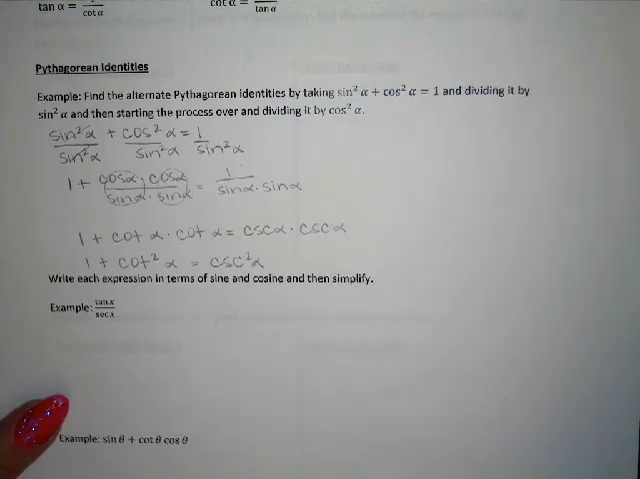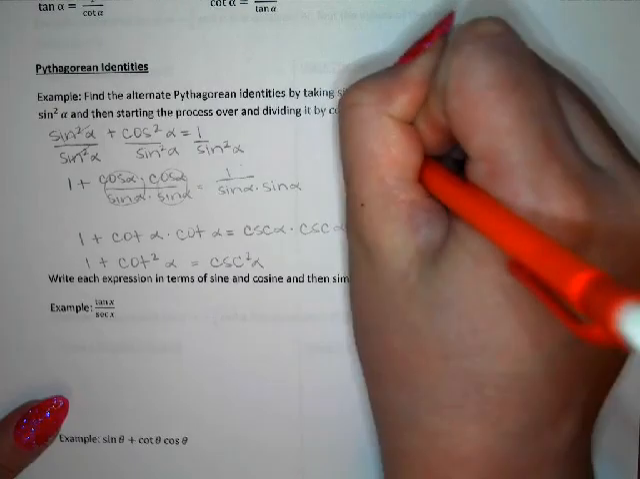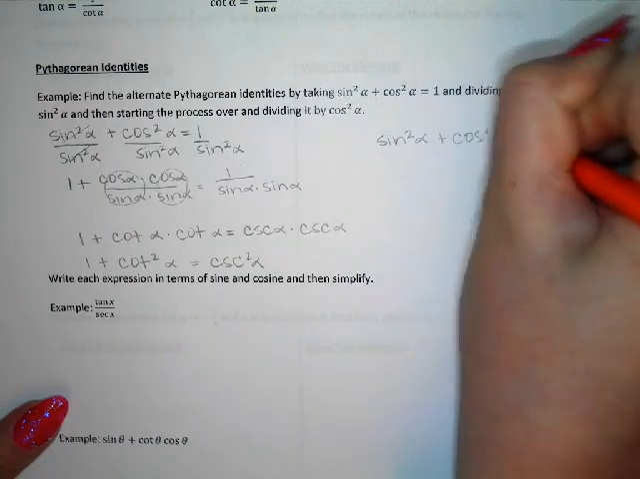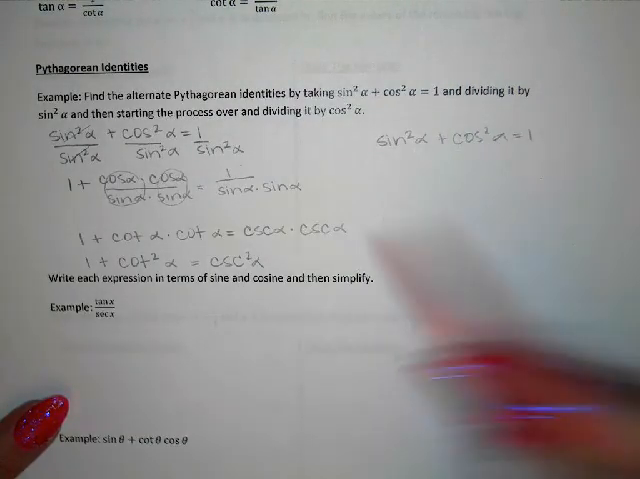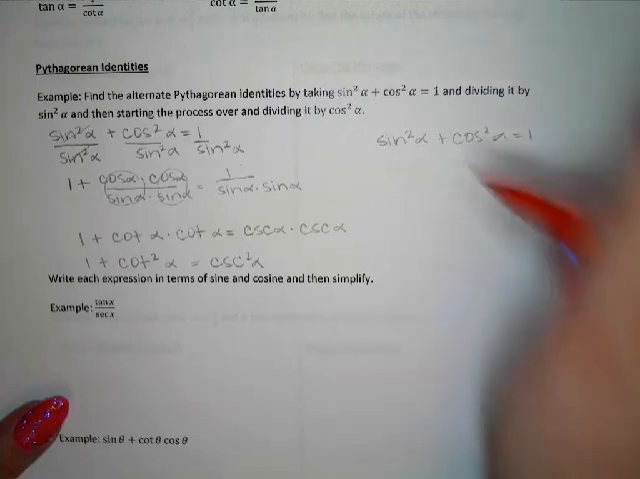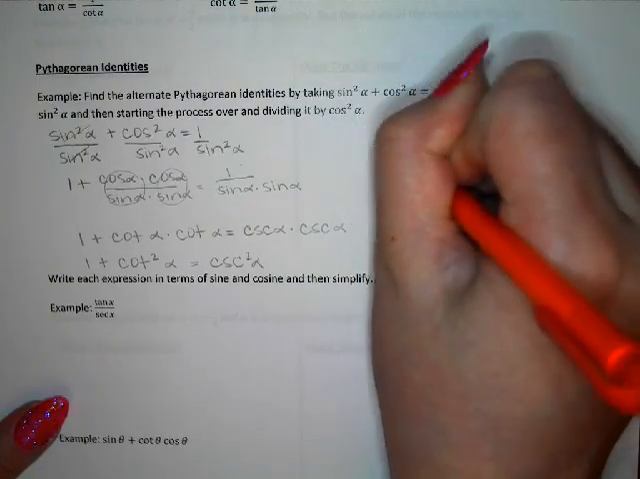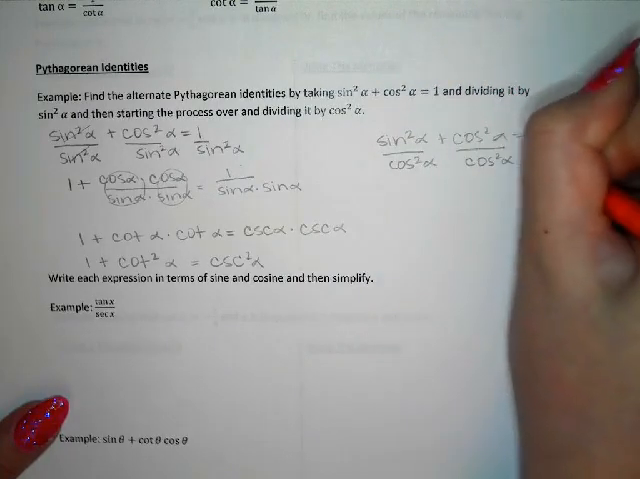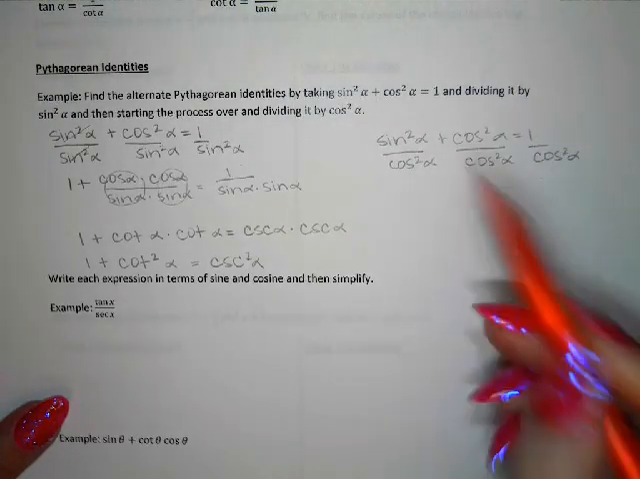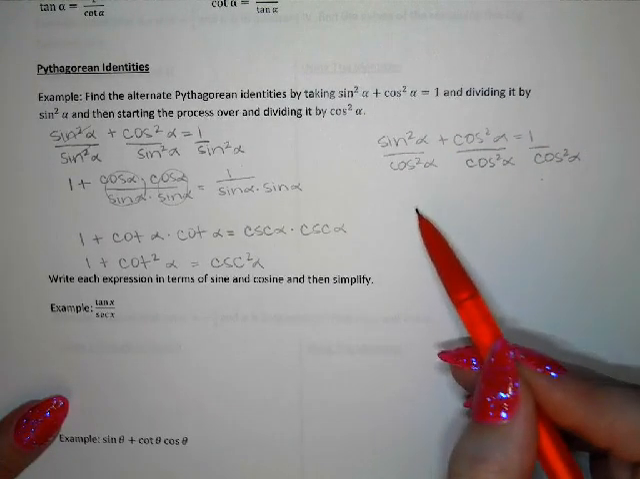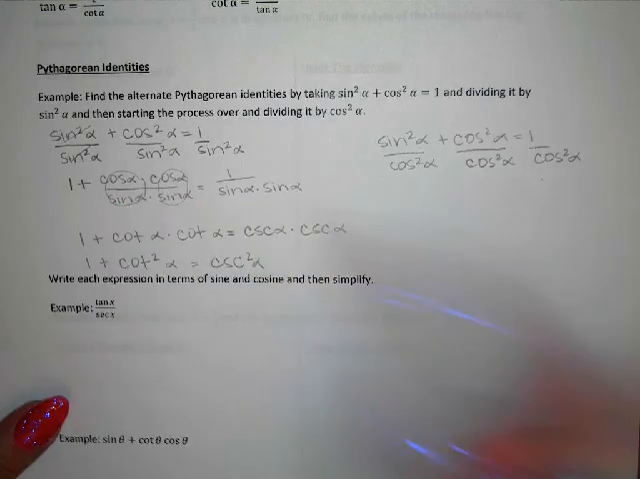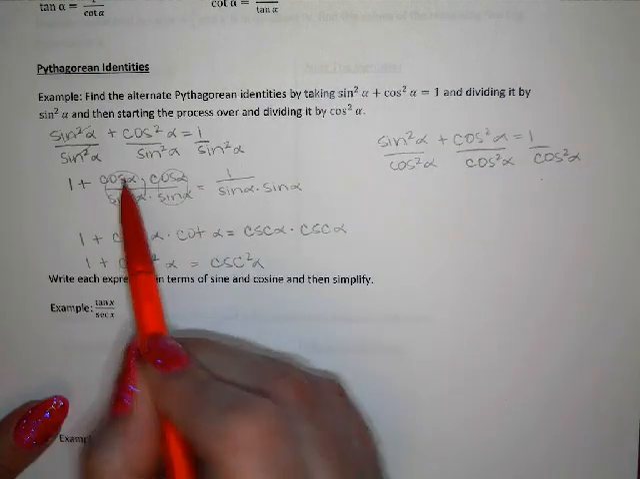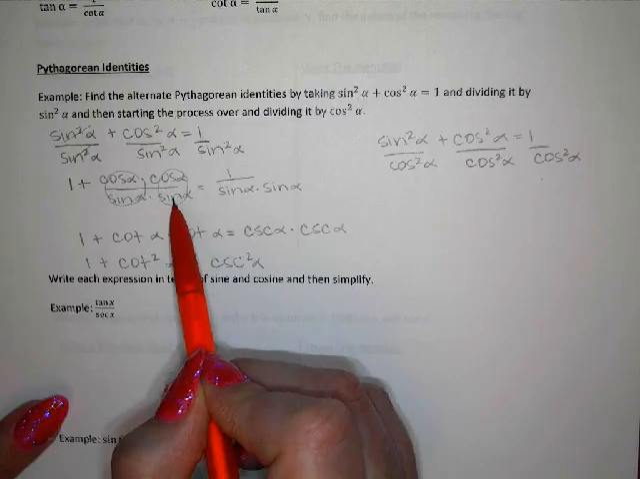We can do the same thing by taking the original Pythagorean identity of sine squared plus cos squared equals 1, and we'll go through the same process, but this time we're going to divide by cos squared. So I'm going to show a little bit less work this time since we know what's going to happen here. Sine squared over cos squared would be sine times sine over cos times cos, just like this.